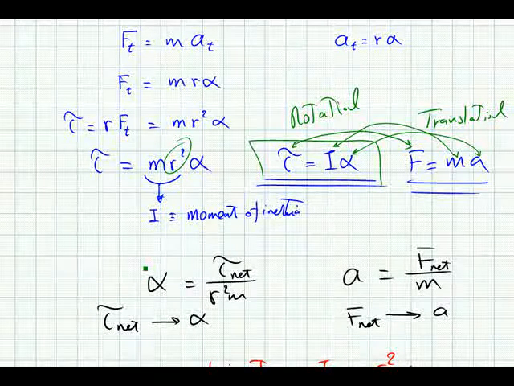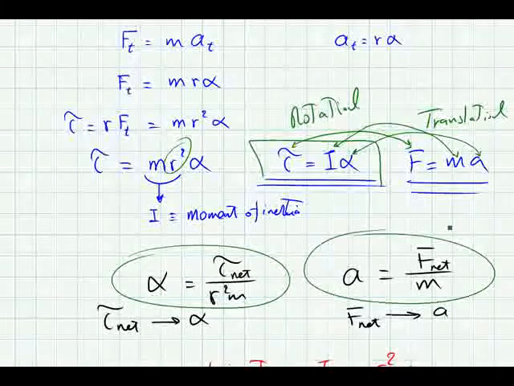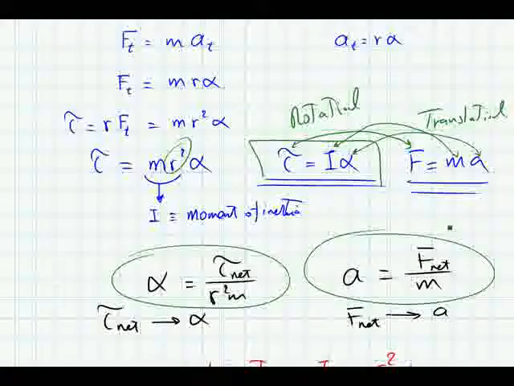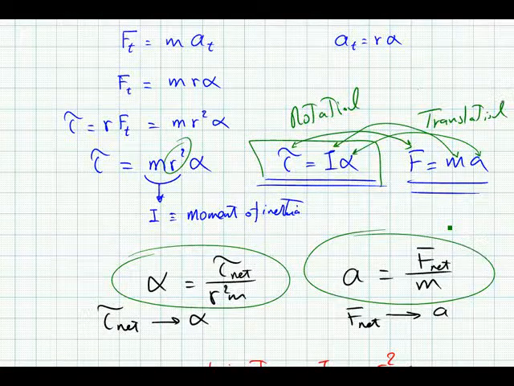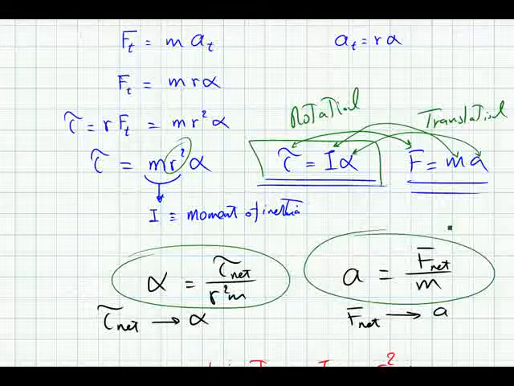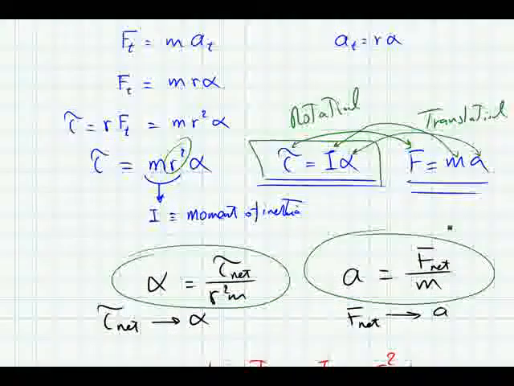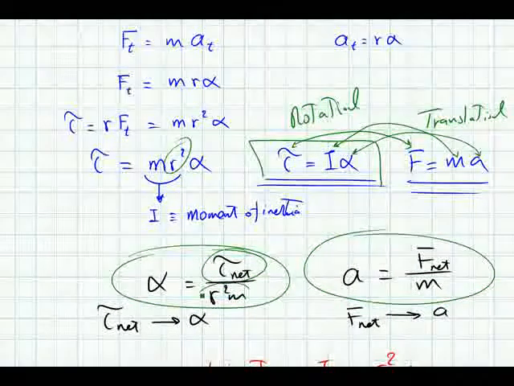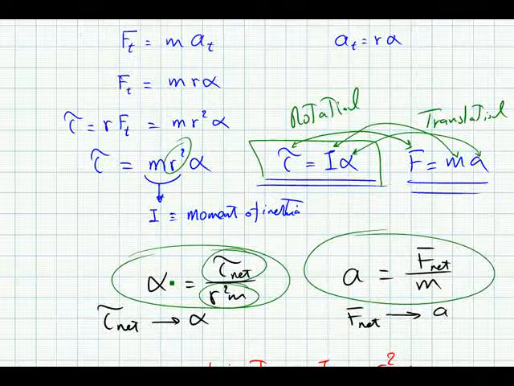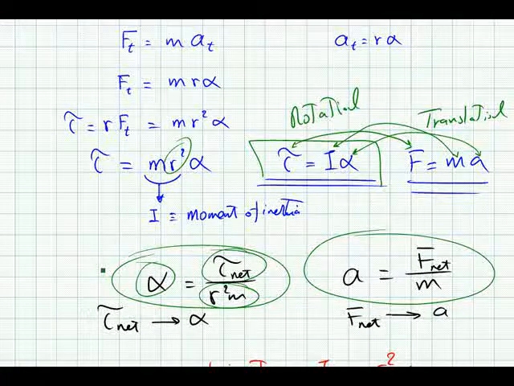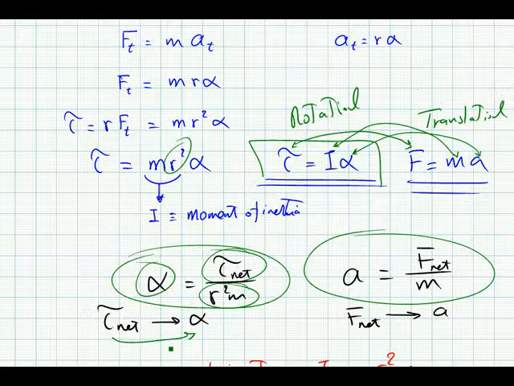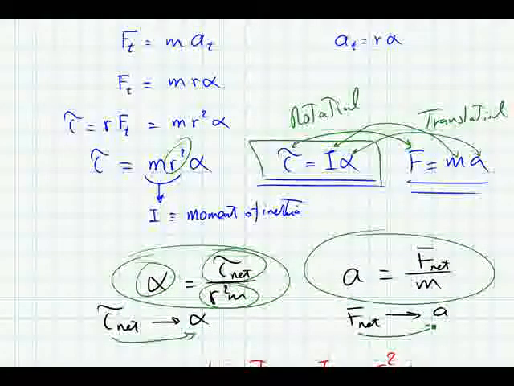So once again, you can rewrite this equation in the more familiar form. We had a equals F net over m. So if you have a net force acting on an object which has a mass m, you end up with an acceleration a. Similarly, if you have a net torque acting on an object, and if you know what the moment of inertia of the object is, you will then be able to calculate alpha, the angular acceleration. So net torque gives rise to angular acceleration just the same way that net force gave rise to linear acceleration.